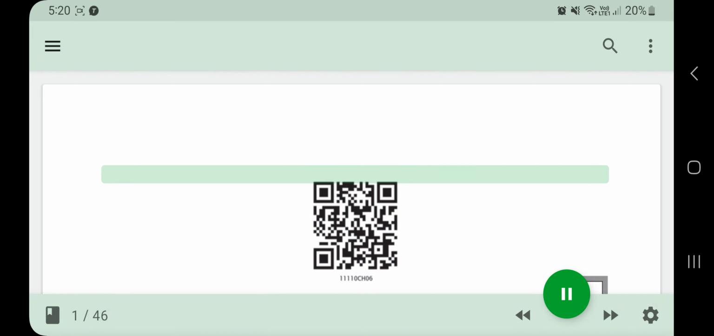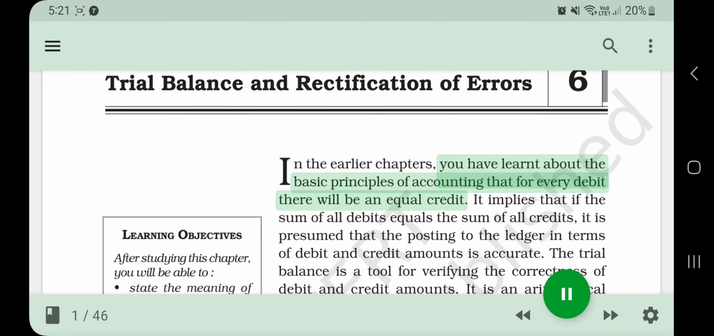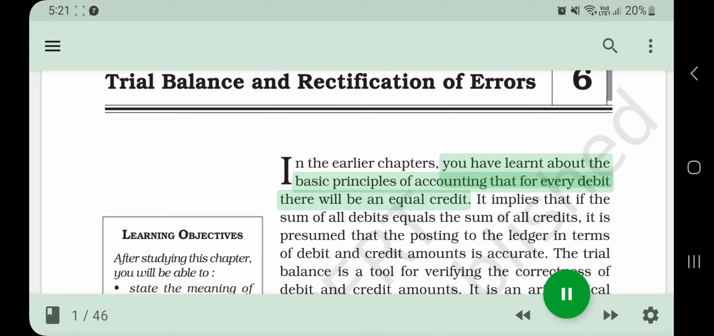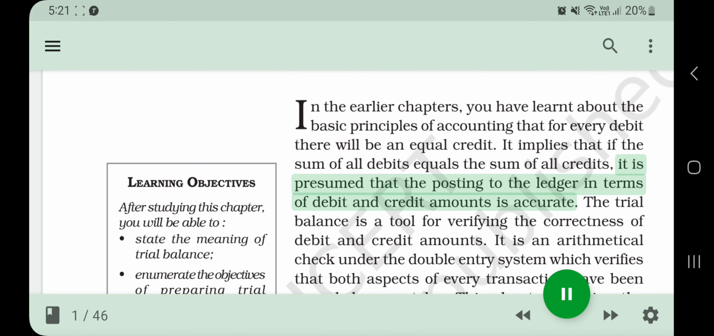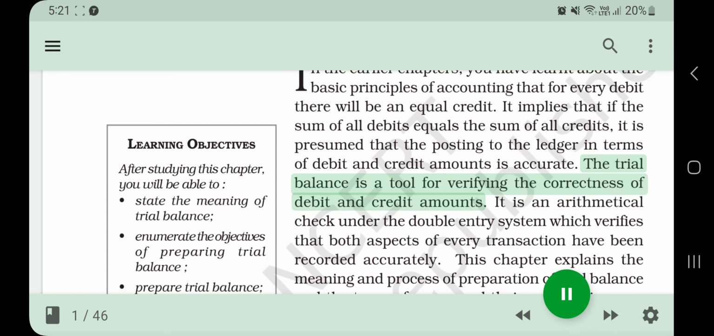180 Accountancy. In the earlier chapters, you have learnt about the basic principles of accounting, that for every debit there will be an equal credit. It implies that if the sum of all debits equals the sum of all credits, it is presumed that the posting to the ledger in terms of debit and credit amounts is accurate.